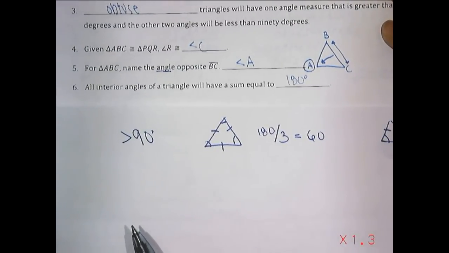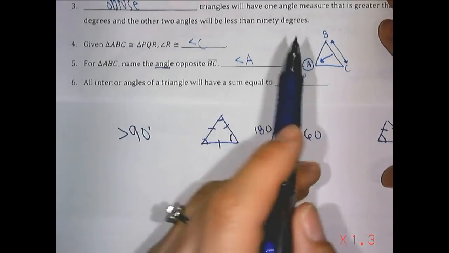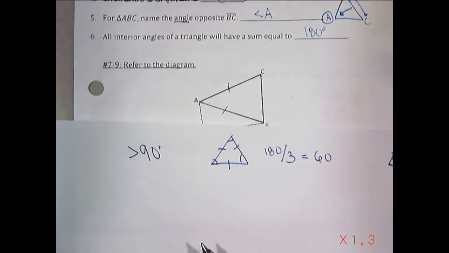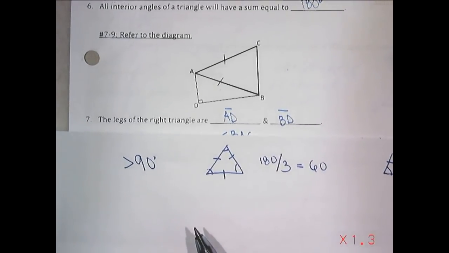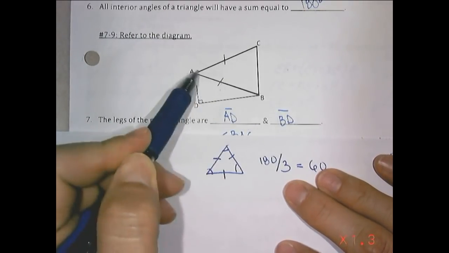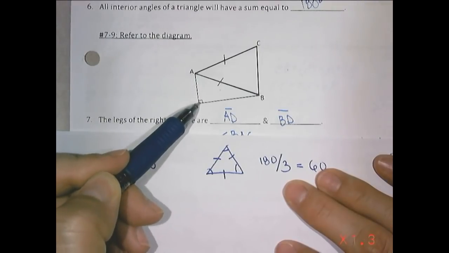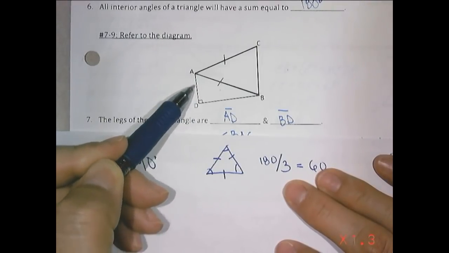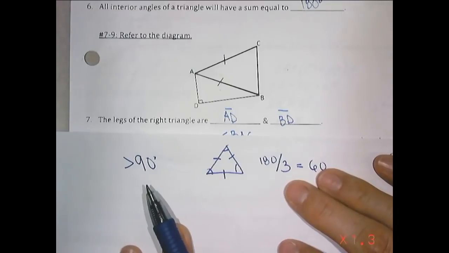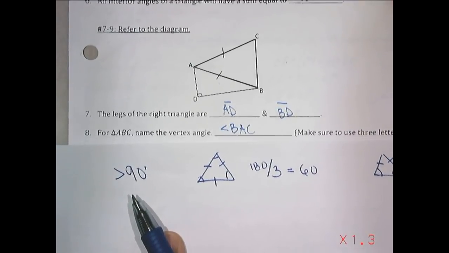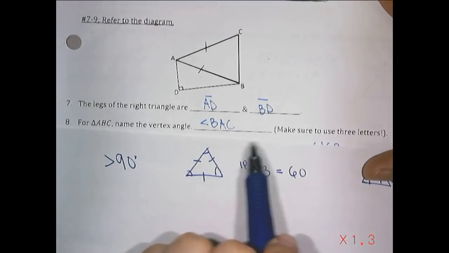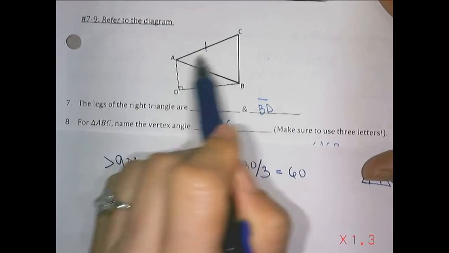Number 6, all interior angles of a triangle, interior 1, 2, 3, will sum to 180. And now we're going to refer to the diagram. All right, it says, the legs of the right triangle. So here is our right triangle right here. And the legs make up that 90-degree angle where we see that little box. So it's AD and DB, or BD, or DA.